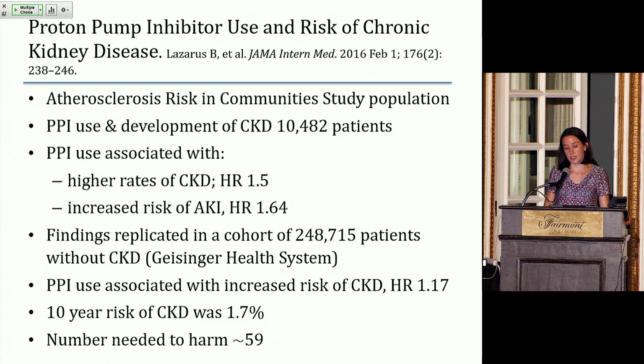They then replicated this data in a cohort of almost 250,000 patients who did not have baseline CKD, and these were from the Geisinger Health System. The correlation was not quite as strong, but still persisted. So they found that there was a hazard of 1.17 for the development of CKD in these baseline healthy people, and that their 10-year risk to develop chronic kidney disease was 1.7%, with a number needed to harm of 59, which is quite low for drugs that are so widely used and freely available over the counter. So I think this is something that we need to think about in caring for our patients, many of whom do take PPIs that we may not be aware of.